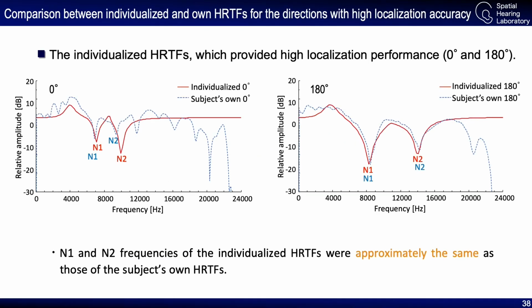Next, let's compare the individualized HRTFs with the subject's own HRTFs for the target directions for which localization accuracy was high. These figures show N1 and N2 frequencies of the individualized HRTFs were approximately the same as those of the subject's own HRTFs. This might be a reason for the high localization accuracy.